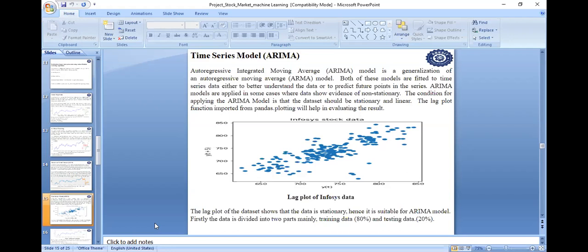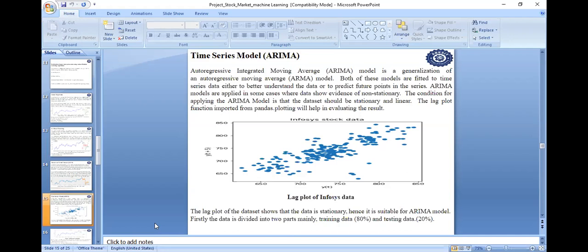From the graph, we can show that here we have a lag plot of Infosys data. The blue points show the lag points. Here, the data is more concentrated in the middle as compared to the edges, edges meaning the beginning or the end. The lag plot shows that the data is stationary, hence it is suitable for the ARIMA model.